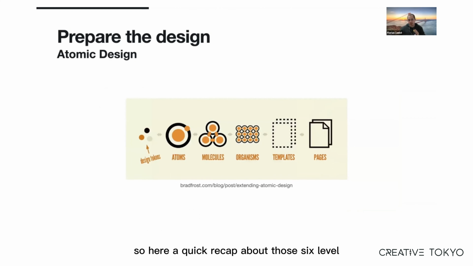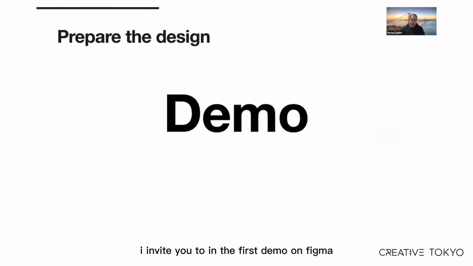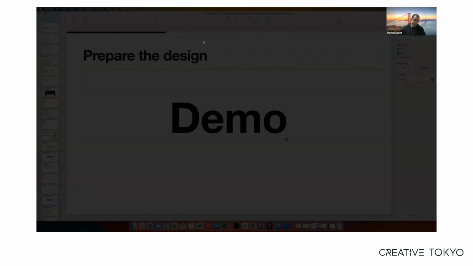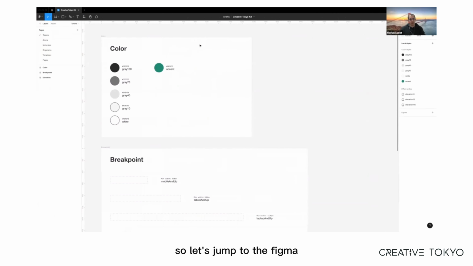So here, a quick recap about those 6 levels that we will see in more detail. We have first the design tokens, up to the atoms, up to the molecules, up to the organisms, up to the templates, and finally the pages. In order to work through those levels in detail, I invite you to the first demo on Figma. So let's jump to the Figma.